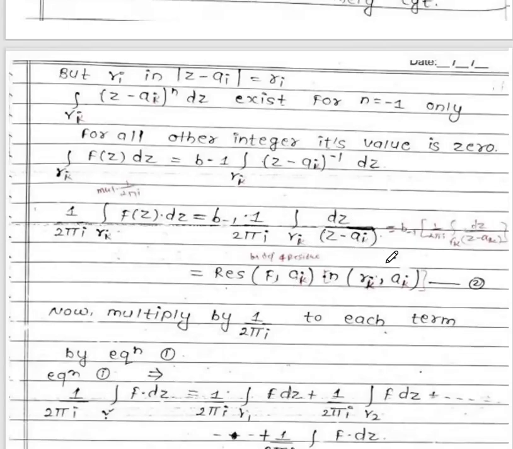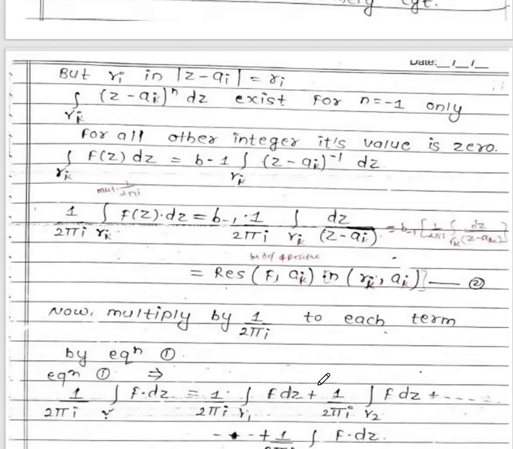Here b minus 1 is multiplied. So by using the definition of residue, this can be written as the residue of f at the point ak times the index of the closed curve gamma k about ak. This is equation number 2.